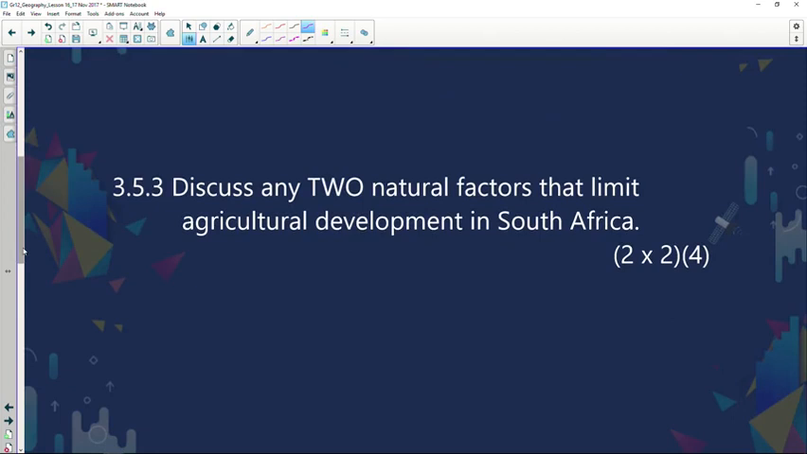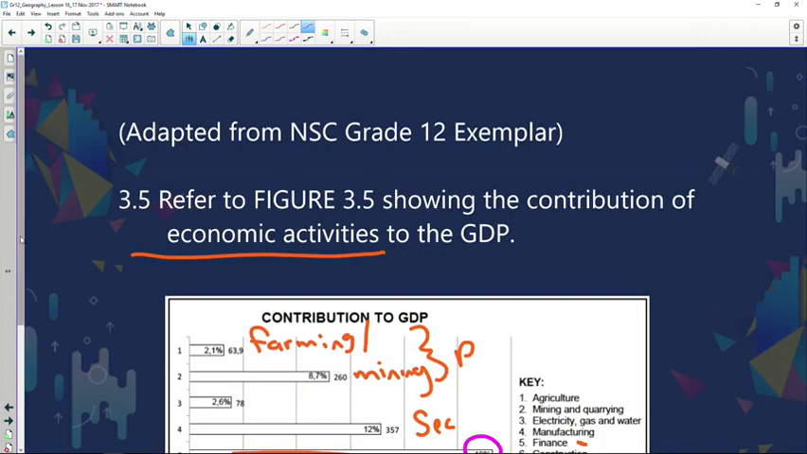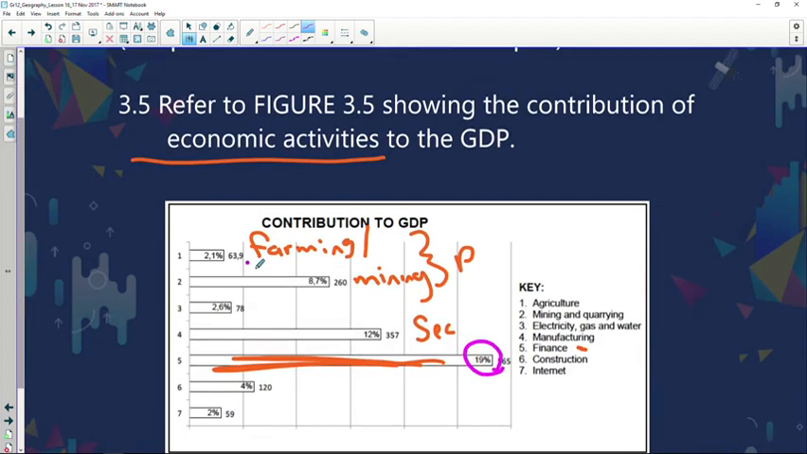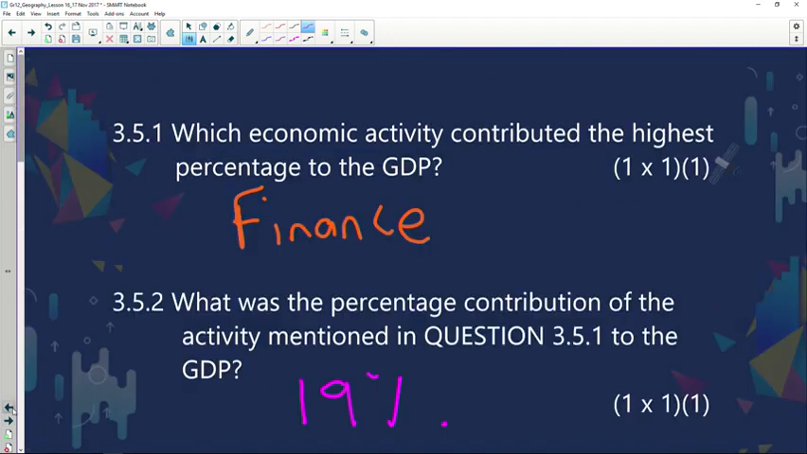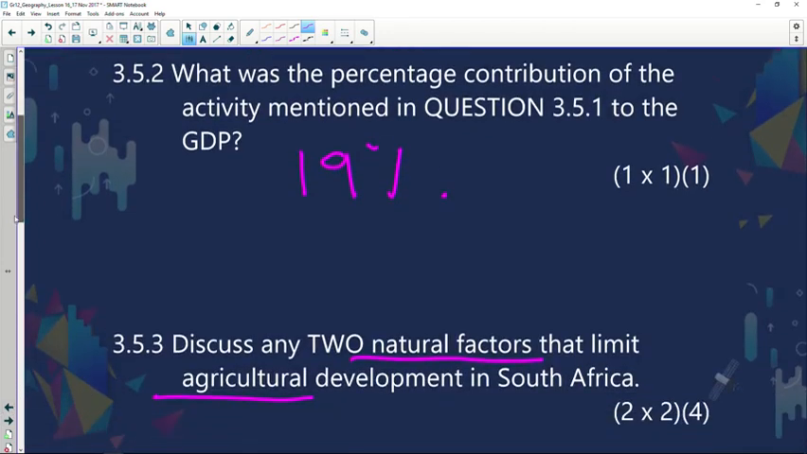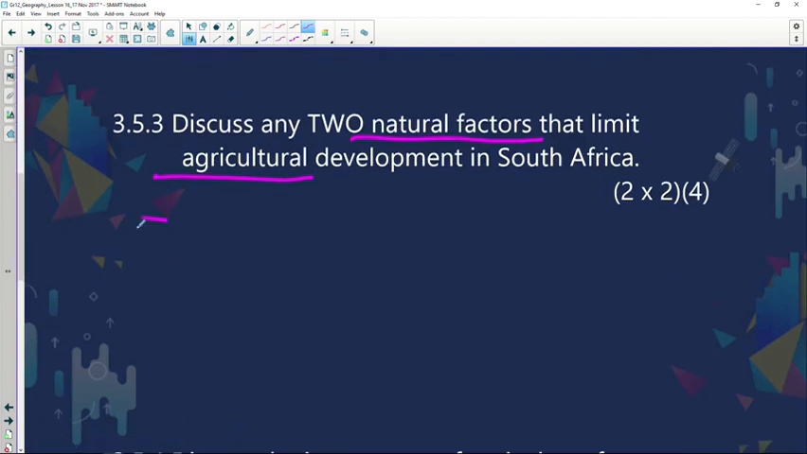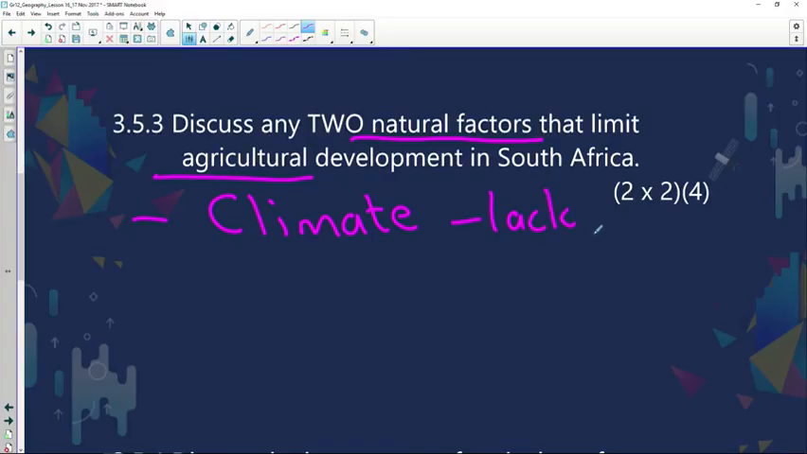Discuss any 2 natural factors that limit agricultural development. Natural, and we look at the agricultural development. As we can see on the graph, agricultural is the lowest, only contributes 2.1. Now, what natural factors hinder the development over here? First and foremost is definitely our climate. Because of the subtropical high pressure belt, we are quite an arid area, so we don't receive that much rainfall. So with the climate, I can say we lack rain.